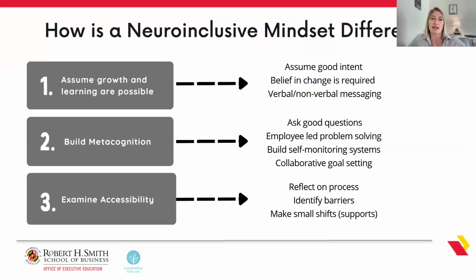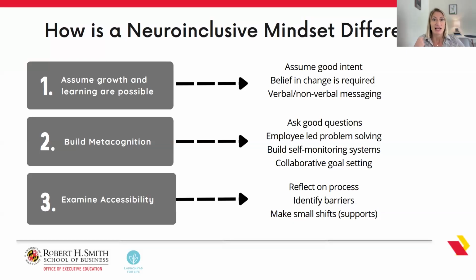And then this is just another takeaway of how is a neuro-inclusive mindset different? As I said, it is human nature to go in and react to a behavior and be judgmental about it. But I think we need to switch that to assume growth and learning are possible and that you just haven't named the right problem. So assuming good intent, being aware of verbal and nonverbal messaging, belief in change is required to grow anyone.